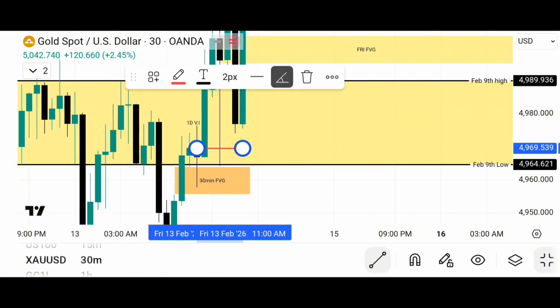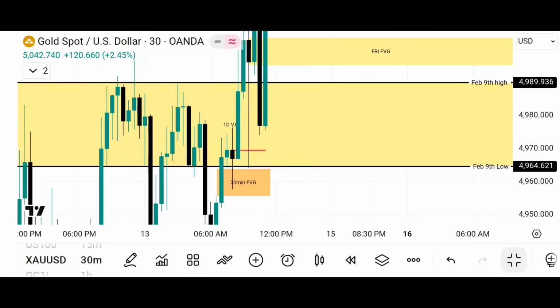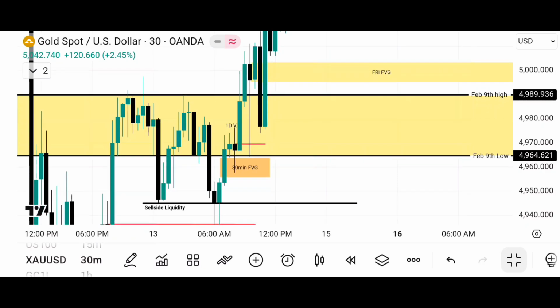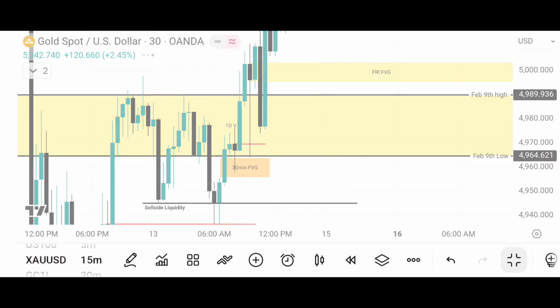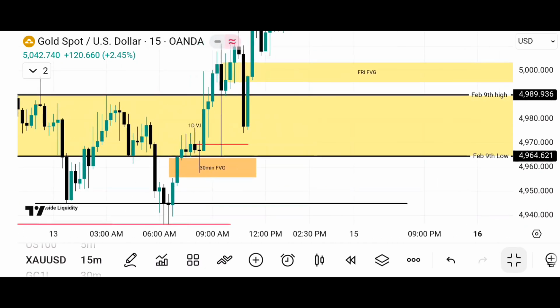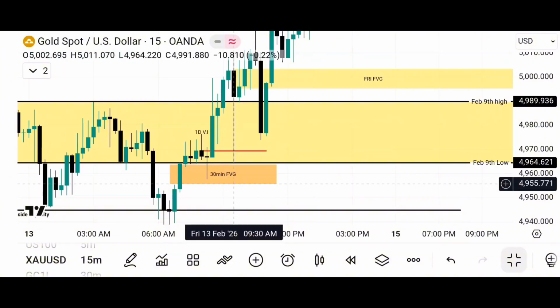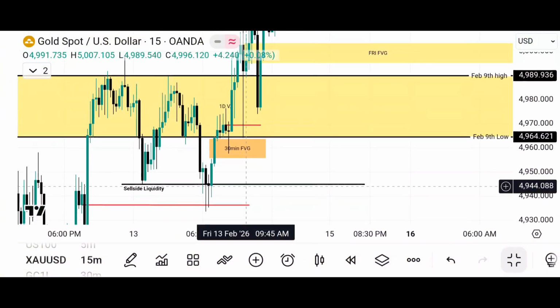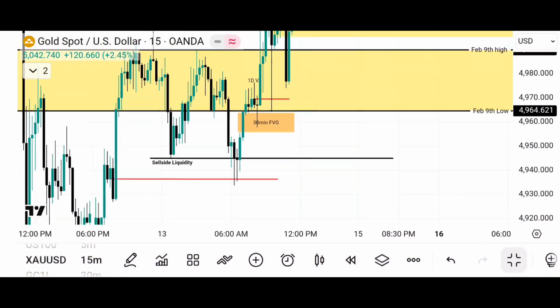Remember, we are doing a top-down analysis for this back test, and we are going to drop lower. Here's the 15-minute time frame. Okay, still on the 15-minute time frame. Okay, sell side taken out on the 15-minute time frame.